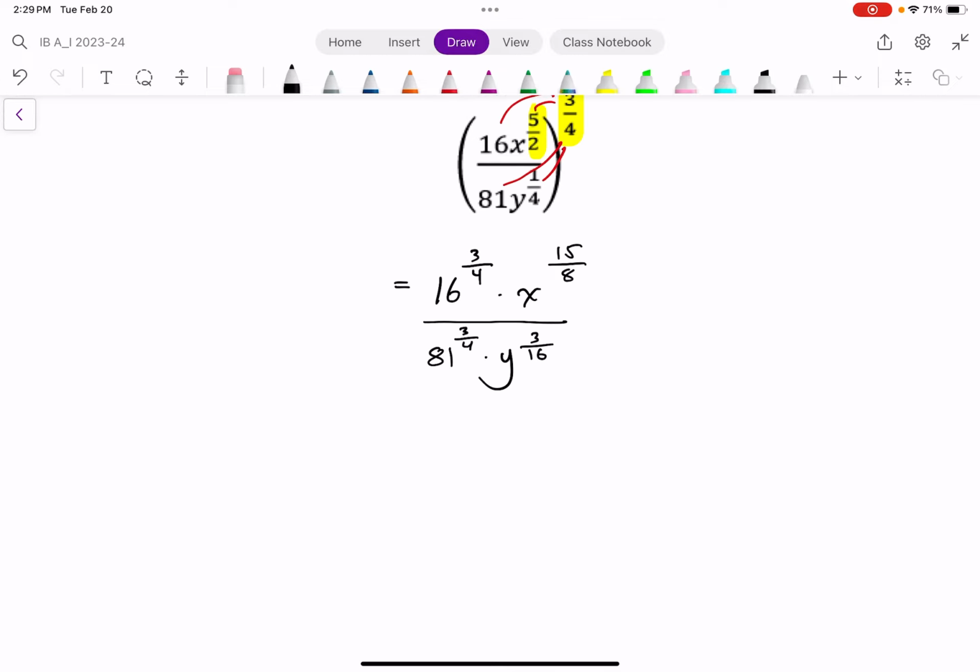All right, all that's left is to evaluate these parts here, because 16 to the 3/4 and 81 to the 3/4 we can evaluate quite nicely. 16 to the 3/4 means the 4th root of 16, all cubed. The 4th root of 16 is 2. 2 to the power of 3 is 8, and so 16 to the 3/4 equals just 8.